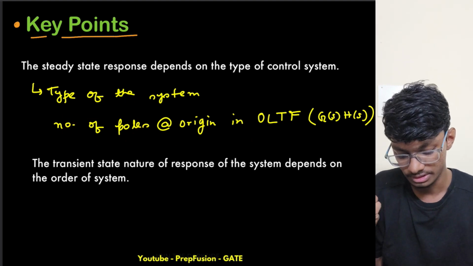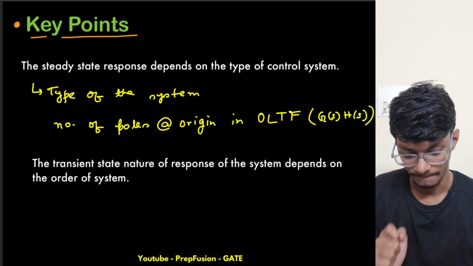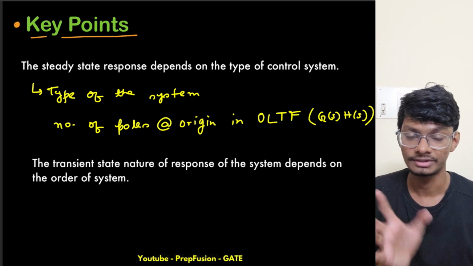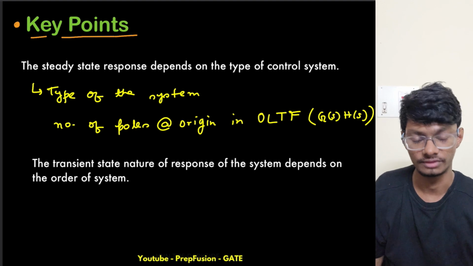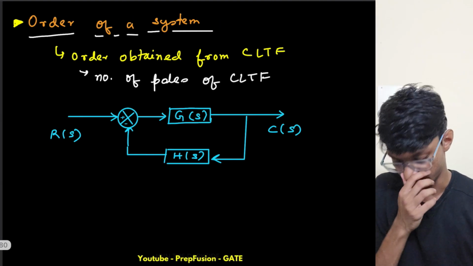So in this case, the type we mean is the number of poles at the origin in the OLTF. So OLTF is this one, right? I hope you remember that we studied it in the first chapter. The first chapter is very important, like all the previous chapters are very important, because every concept from the first chapter will be used in all the other chapters. It was a very basic foundation.